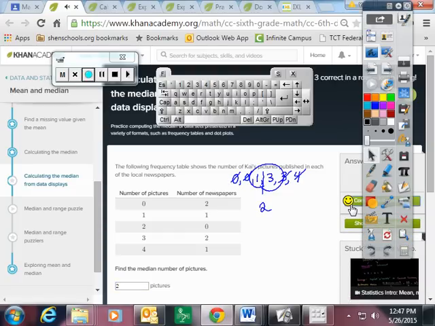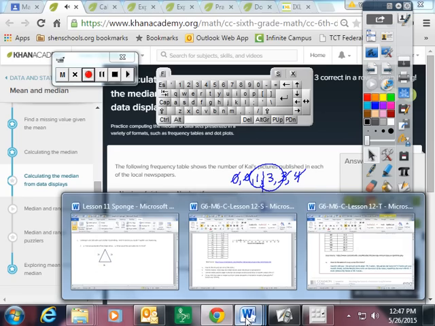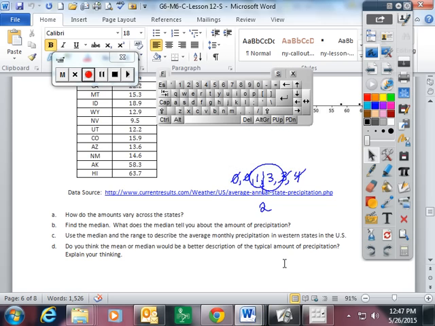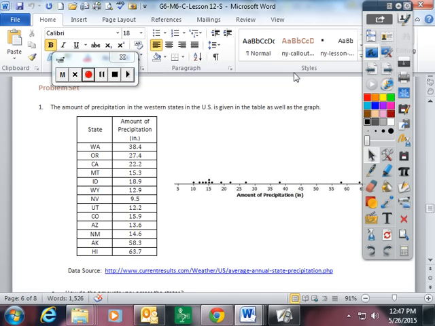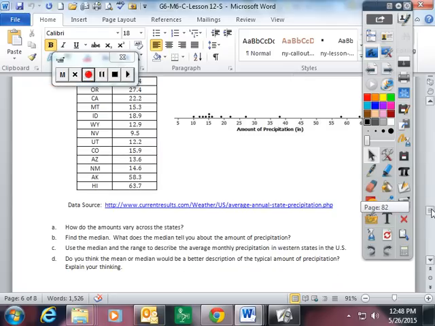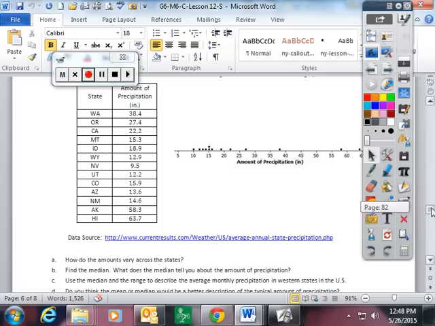Okay, and then I gave them lesson 12 in class today, but we didn't use it. So maybe I can just go over one with you. The amount of precipitation in the western states in the U.S. is given in a table as well as a graph. Okay, so here are the states in the west, and it's plotted. How do the amounts vary across the state?